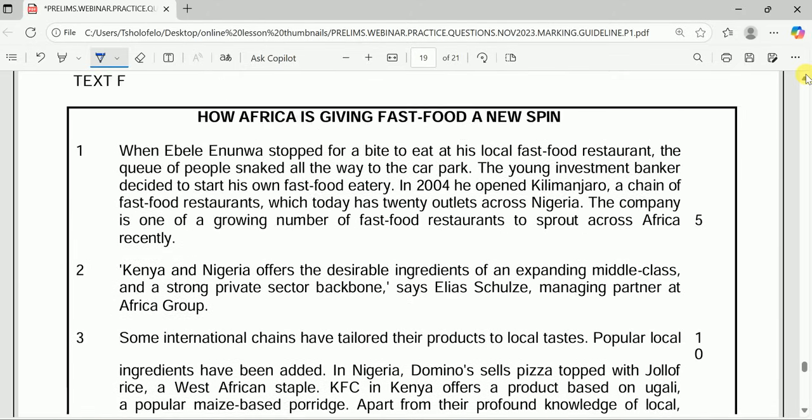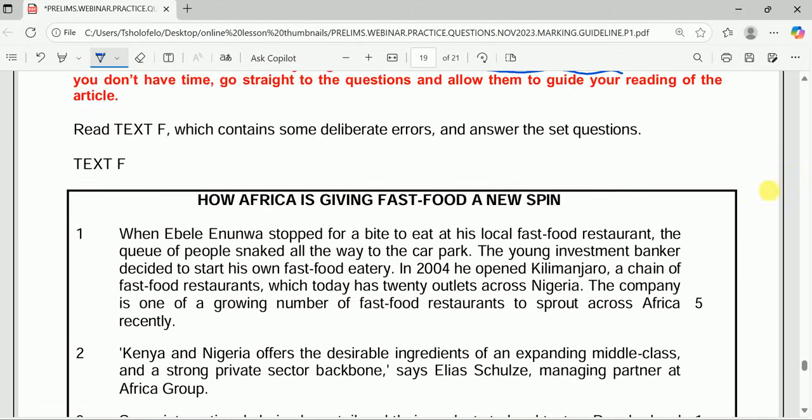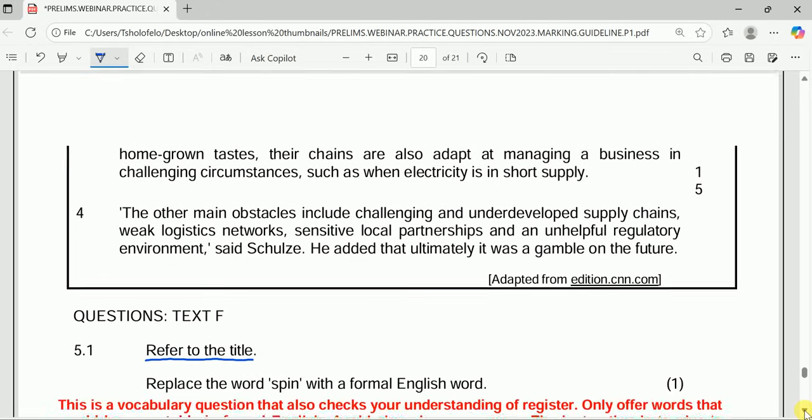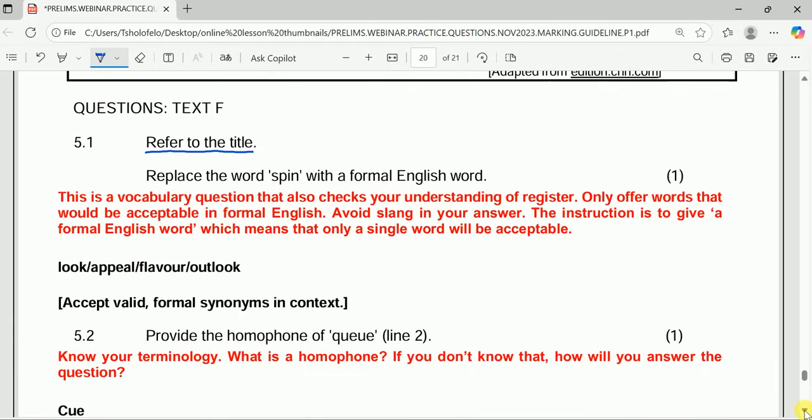Now, if I don't want to say the word spin, again quickly let us revisit the title. How Africa is giving fast food a new spin. Now, spin is a bit of an informal or colloquial term. Now, we need to come up with a formal wording for it. Instead of saying giving it a new spin, we can say giving it a new look, a new appeal, a new flavor, or a new outlook. Any of these synonyms are acceptable. Remember, synonyms are words that mean the same, but they are written differently.